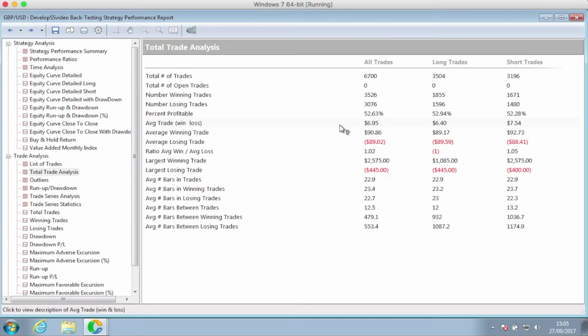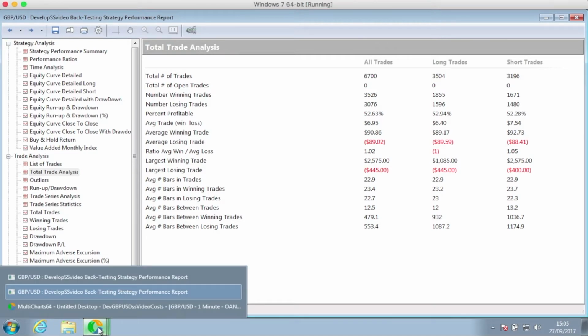So it doesn't take a genius to work out that if we've got a strategy with no costs making $6.95 a trade before costs, by the time we've taken the costs out of that, we're going to have a minus number, and we could end up losing money. Well, we will end up losing money, and I'll show you that now as we go over to the other performance report where I've added that 2 pips worth of cost into the strategy.